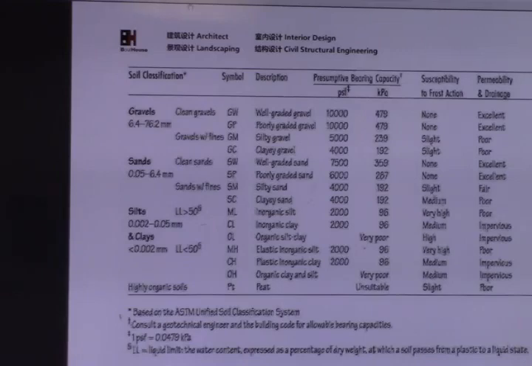This soil classification is based on the ASTM. It is the Unified Soil Classification System. Basically, North America uses this system to classify soil. This is generally speaking.